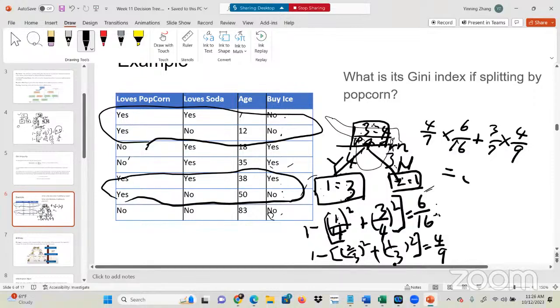I want to calculate this. How can I do the calculation? I'll need a calculator.